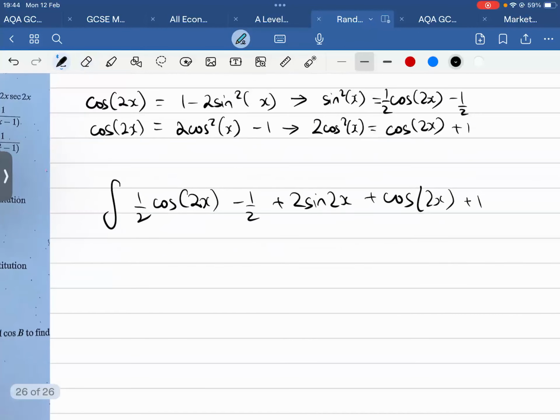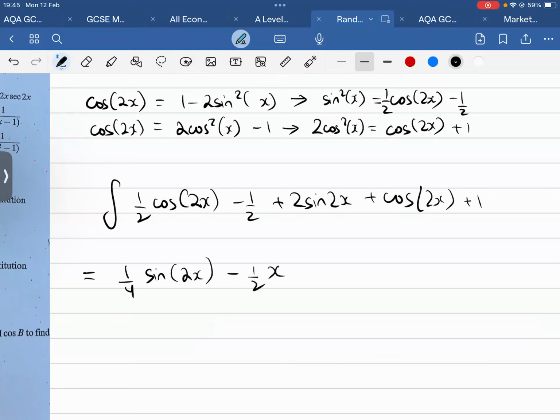So this is now easy. How do you integrate a half cos 2x? Minus a quarter sine 2x. I think it's just a quarter, but it's fine. Why? Cos just integrates to sine. So what does cos differentiate to? Minus sine. And then what does a half integrate to? Half x.